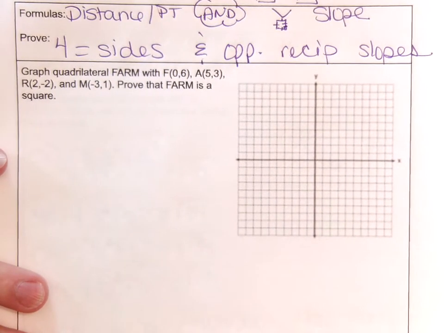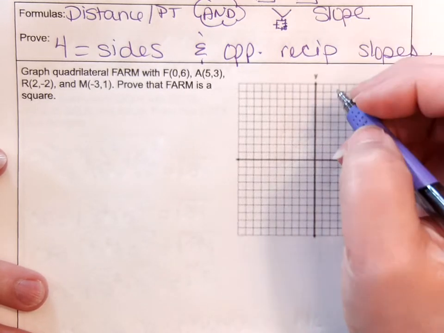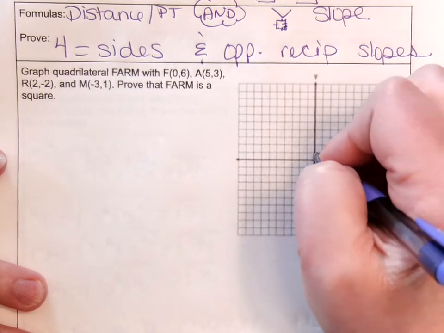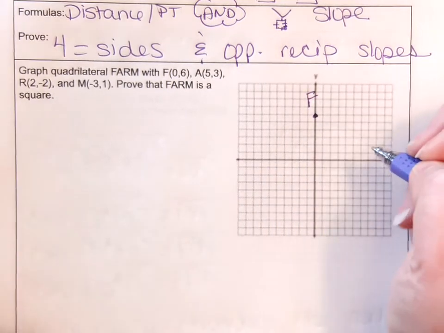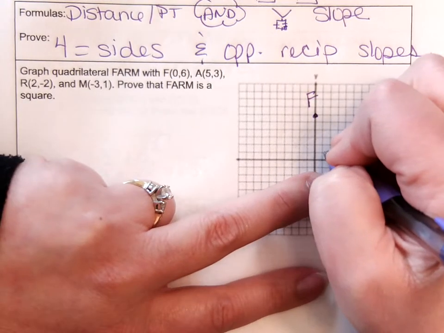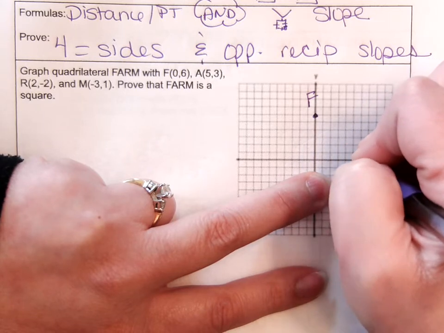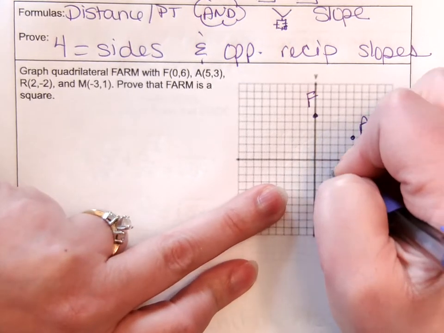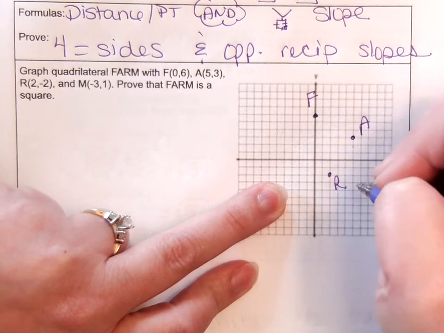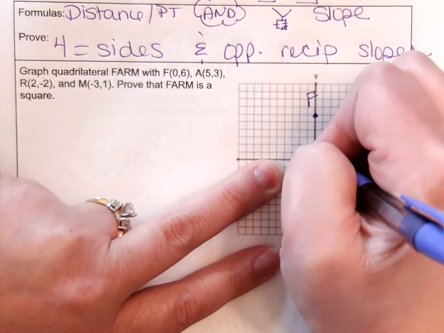Okay. So we have quadrilateral FARM. So let's get this graphed. F is at 0, 6. 1, 2, 3, 4, 5, 6. A is at 5, 3. 1, 2, 3, 4, 5. 1, 2, 3. R is at 2, negative 2. And M is at negative 3, 1.